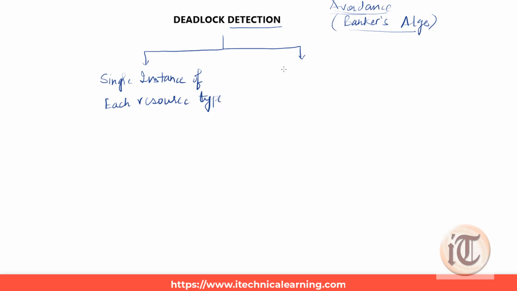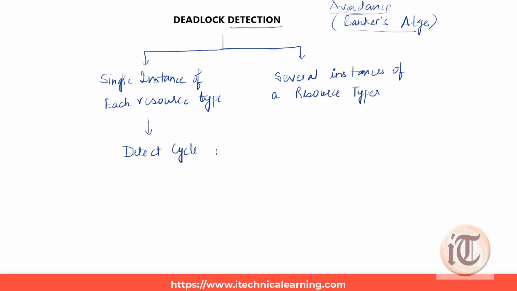And the second possibility may be that we have several instances of a resource type. It means we may have multiple resources and all of these resources may have several instances available. If we have a system state in which we have a single instance of each resource type, we try to detect or identify cycles, and in this case we have a particular algorithm to deal with such situations.